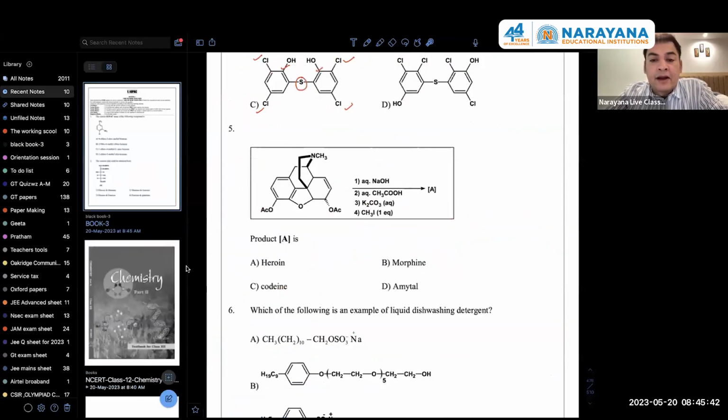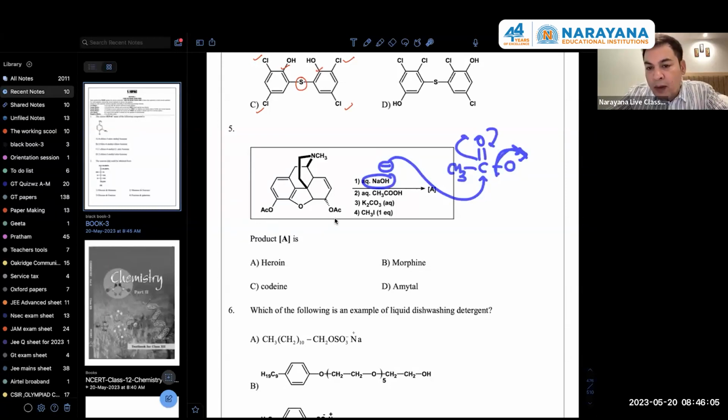Now you see the picture. One more thing: this is CH3. Are you getting my point? OCOCH3. By using NaOH, OH minus, I can do hydrolysis. O minus comes down, this O is released and becomes O minus.